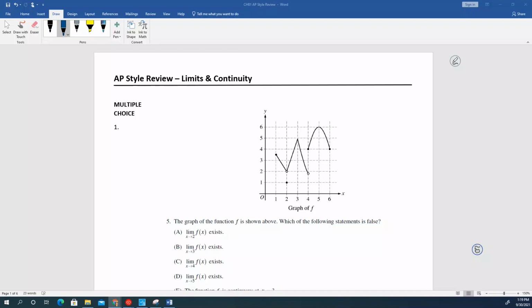Okay, this is our first day looking at limits and continuity problems from old AP exams. The AP exam is broken up into two parts. The first part is multiple choice. Anytime the problems are numbered 1 through 30, those are from the no calculator section. So the first 30 multiple choice, you do not get to use a calculator at all, not even a scientific calculator.